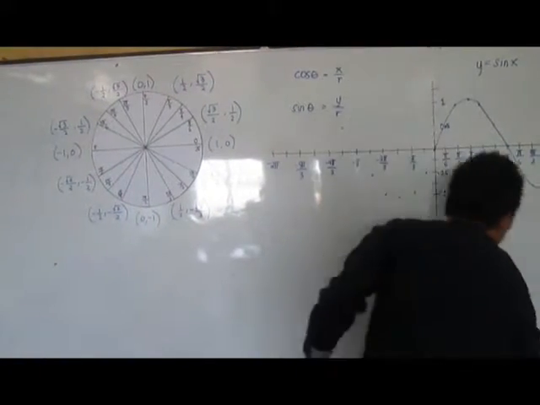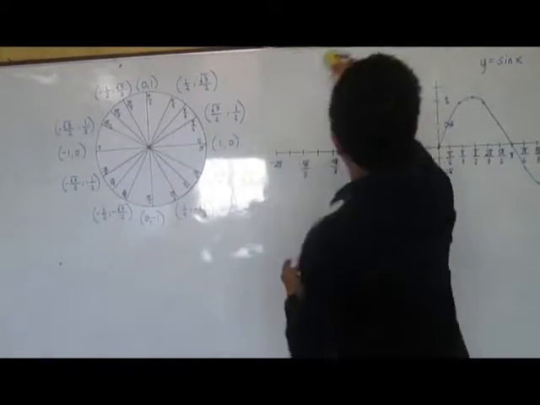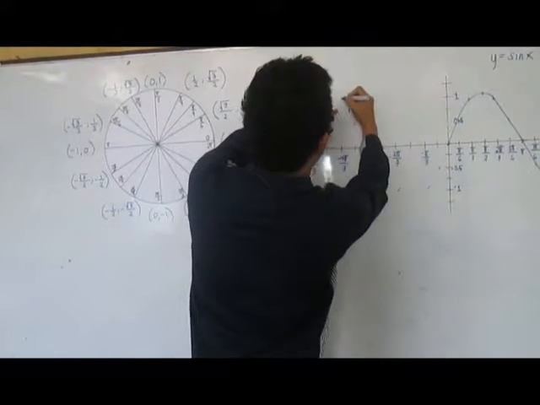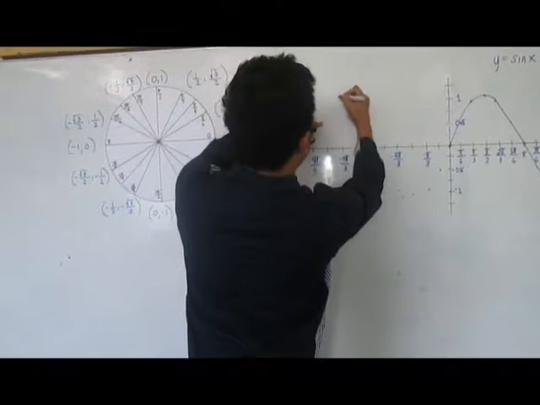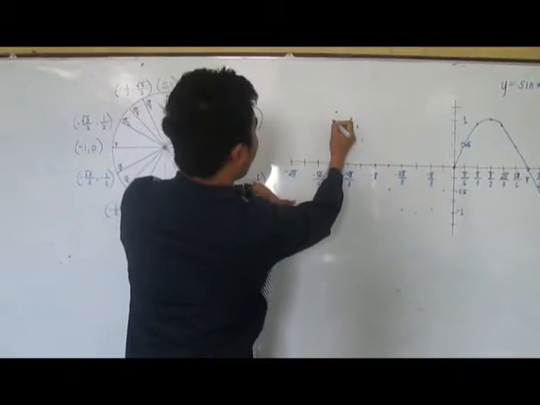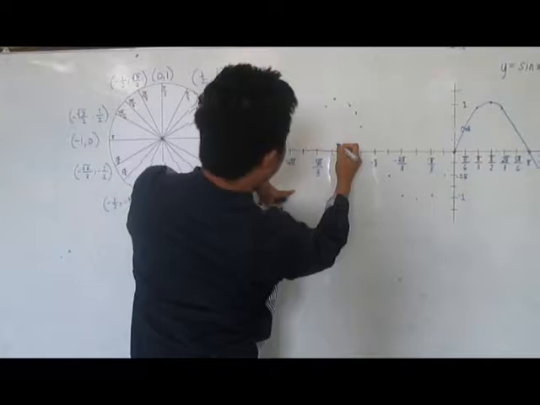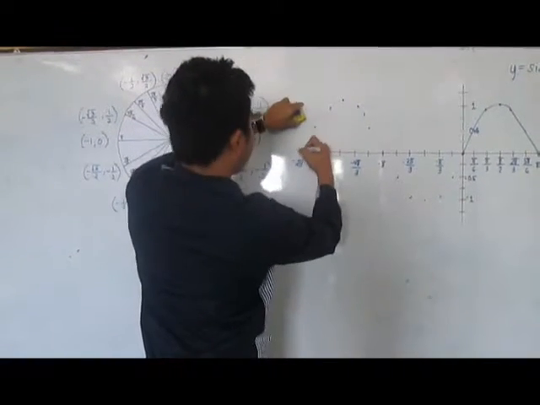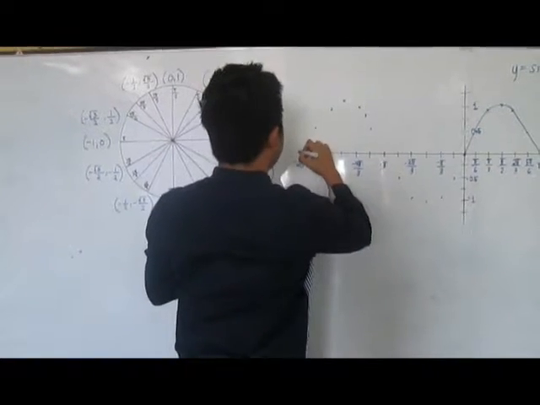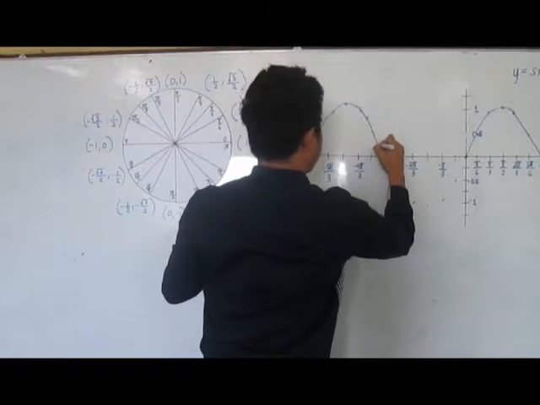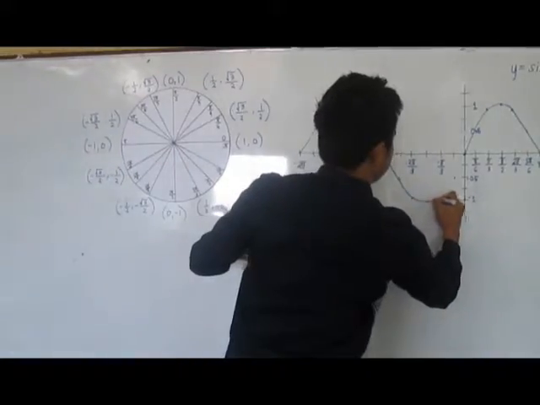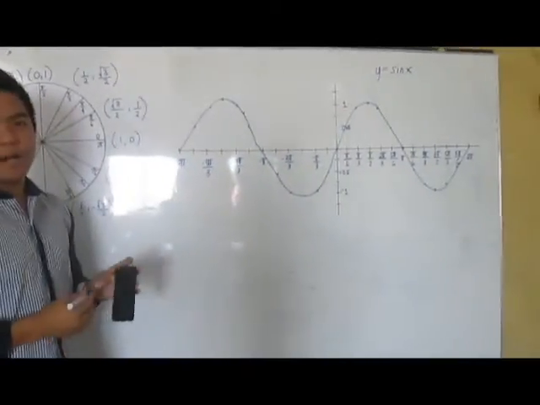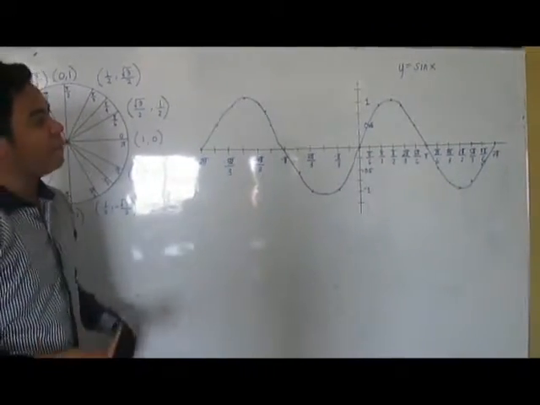Okay, let me erase this one. Okay, and then 0.87, 1, 0.87, 0.5, and then 0. So connecting these dots, okay, this is how our sine graph looks like.